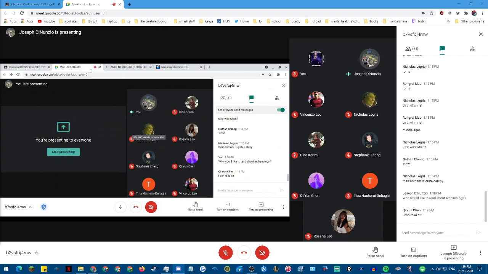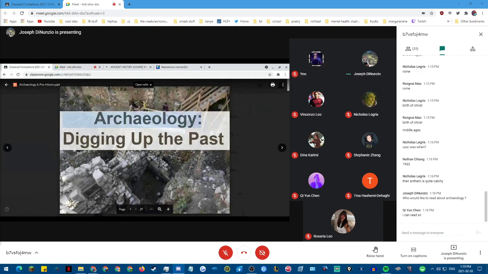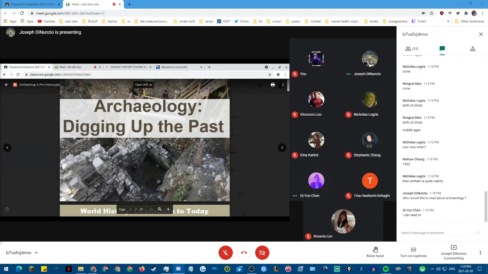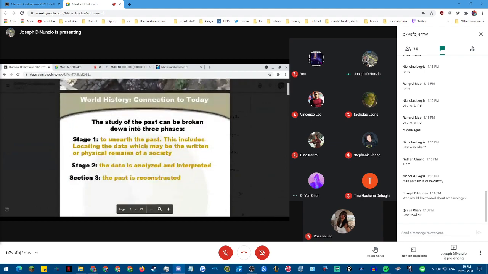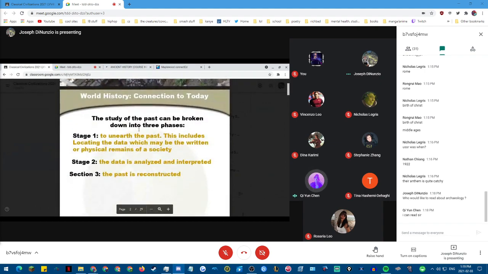Okay, Sabrina, yes, let's go through archaeology. Archaeology, digging up the past. The study of the past can be broken down into 3 phases. Stage 1, to unearth the past. This includes locating the data, which may be the written or physical remains of a society. Stage 2, the data is analyzed and interpreted. Stage 3, the past is reconstructed.